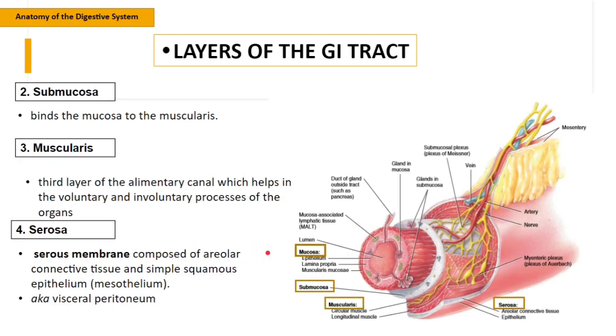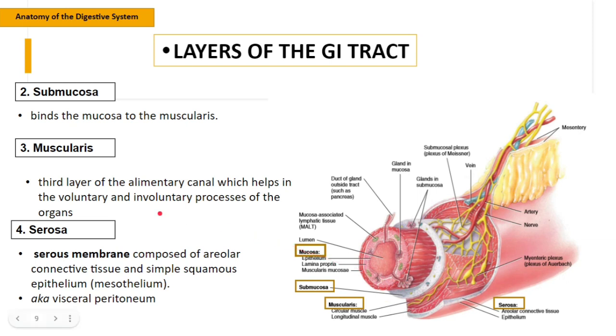Another major layer of our GI tract is our submucosa. The submucosa functions to bind the mucosa and the muscularis. So basically, here is your mucosa. The submucosa is this one, the somewhat whitish layer here. And then the muscularis is this one. So the purpose of the submucosa is just to bind the mucosa and the muscularis layer.